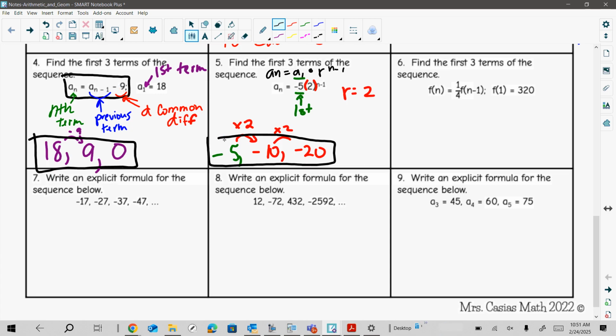Alright, can you figure out what type of sequence number 6 would be? Geometric, because again, there's multiplication happening right here. Starting with 320, what is the r in this one? What are they multiplying by? The r is 1/4. So you start with 320 and take a fourth of that.